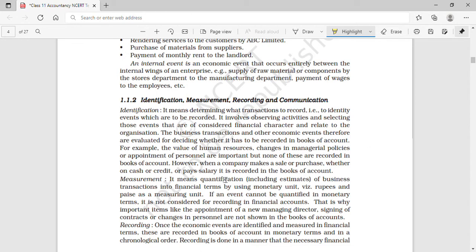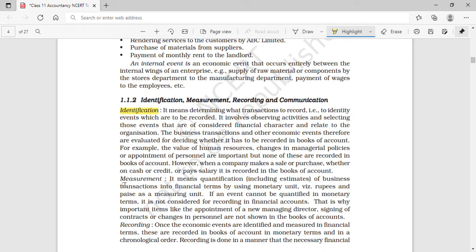So what you will have to consider is the cash in and cash out. What are the salaries which have been paid? You need to maintain each and every book of accounts. That's your identification process. You need to identify the things, observing the activities and selecting those events.